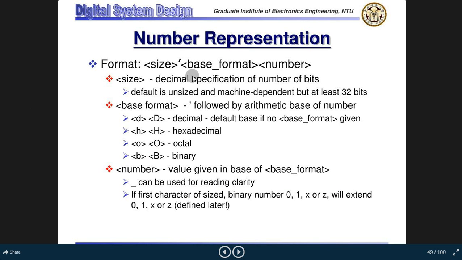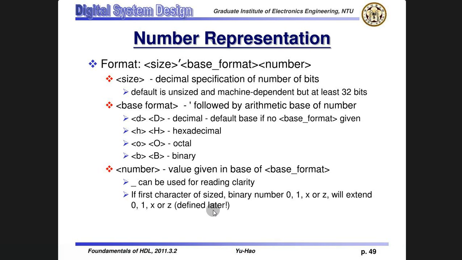Okay, format: size, base format and number. Size is the decimal specification of the number of bits. Default is unsized and machine dependent but at least 32 bits. Base format is followed by the arithmetic base of the number. D, decimal, is the default base if no base format is given. This is for hexadecimal, this is for octal and this is for binary and so on. Number value is given in the base format and can use underscores for reading clarity. If the first character of a sized binary number is 0, x or z, it will extend to 0, 1, x or z defined later. Depending upon the input size we will get the output. This is what I have discussed in the earlier slides.